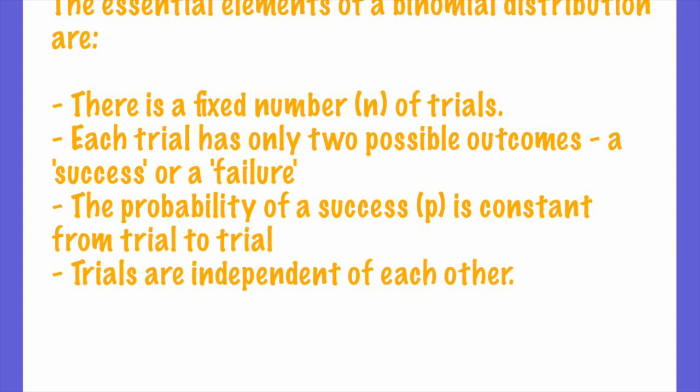Third, the probability of a success is constant from trial to trial. So the probability of drawing a 6 the first time is the same as the probability of drawing a 6 the second time, and so on. And lastly, the trials are independent of each other, which means whatever happens the first time has no effect on the second time. These are the main elements of a binomial distribution.